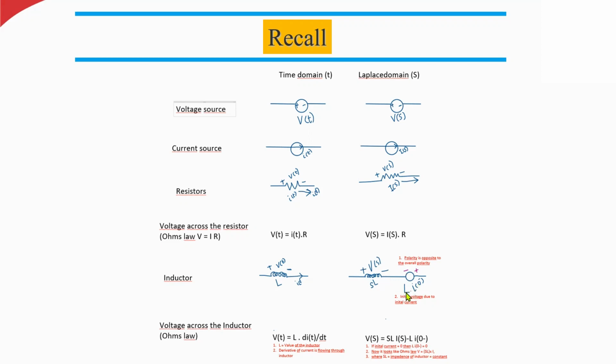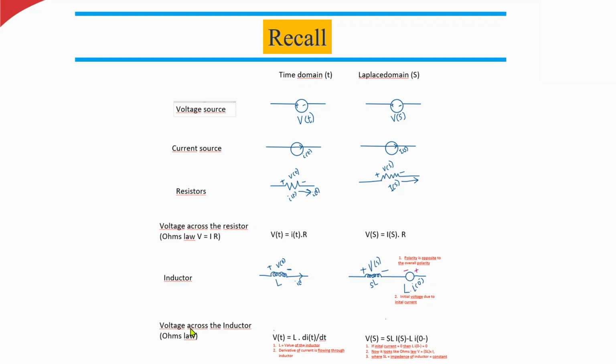Here we represent this as L times small i of 0 minus. The 0 indicates the initial condition. So you have to write it like this, and for the inductor you have to write S times L. L is the value of the inductor, and S represents that this is in the S domain. So SL here, and here is L times i of 0 minus. Now you know how to write the inductor in the time domain with its labels, and also the inductor in the S domain with its labels, and the voltage and current.